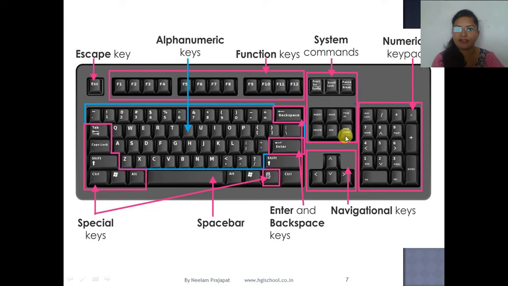Now system commands. This is the navigational keys, arrow keys, and numeric keypad. If we have to use these numbers on the numeric keypad, then we have to press the numlock key. You should remember that the numlock key should be on to use the numeric keypad, otherwise you will not be able to type with it.